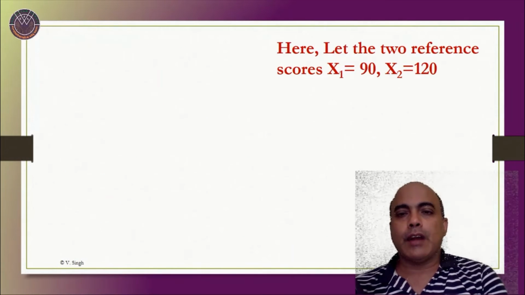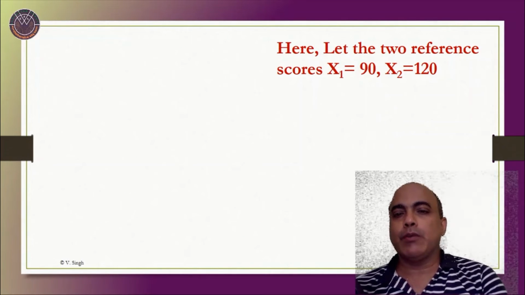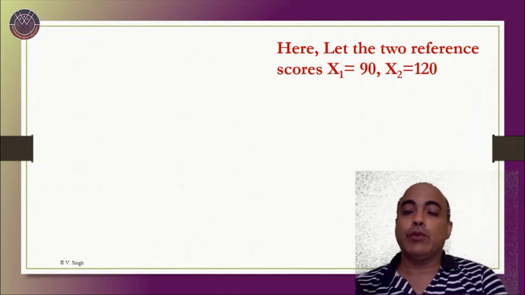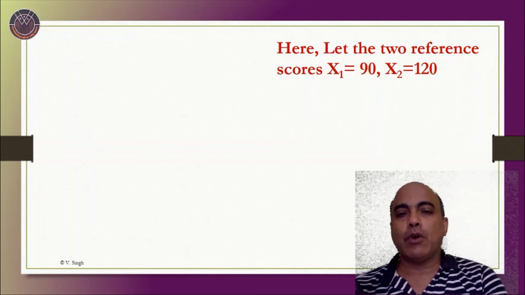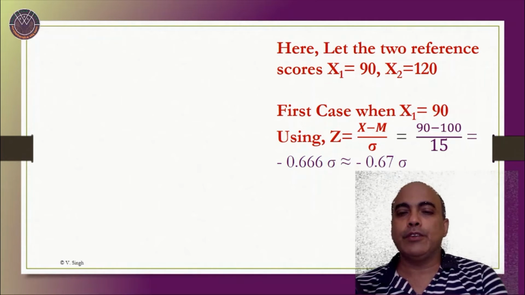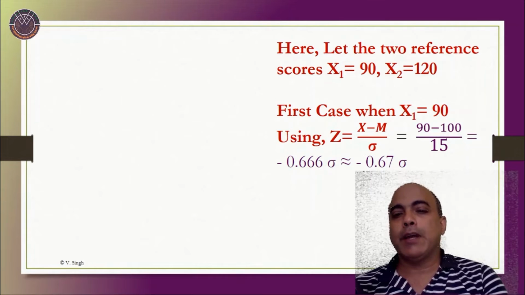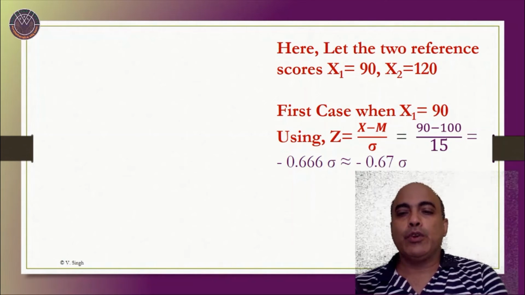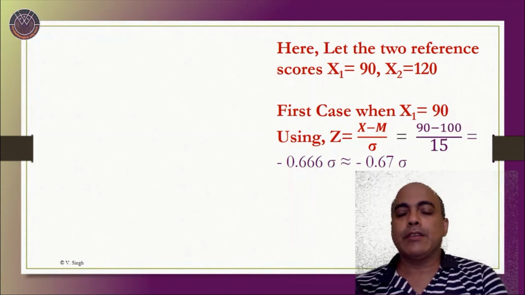So let us start solving this problem. Let us take two reference scores, x1 equal to 90 and x2 equal to 120. So first of all, we will solve for x1 equal to 90, that is number of students below the IQ level 90. So we will use the formula for Z-score. We know already what is the formula for Z-score, x minus m by sigma. So putting the value of mean and standard deviation, we get Z value as minus 0.67.